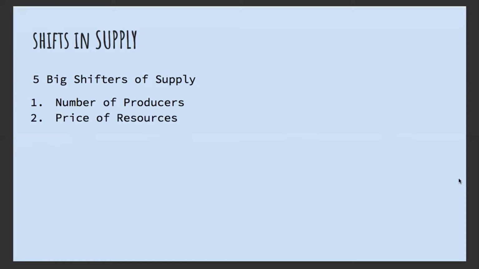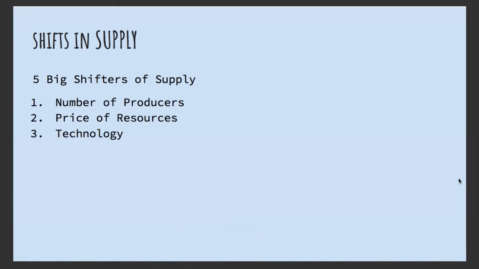Second shifter is the price of resources. For example, if in the production of Coke, the price of sugar increases, it will cost more for the producer to produce each quantity of Coke, and so the quantity supplied at each price will decrease, so the supply shifts to the left, and it goes the other way around, of course.